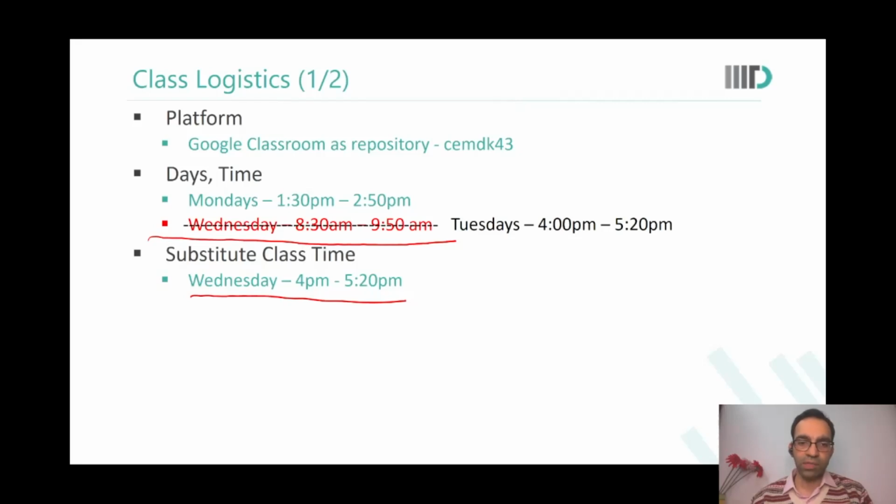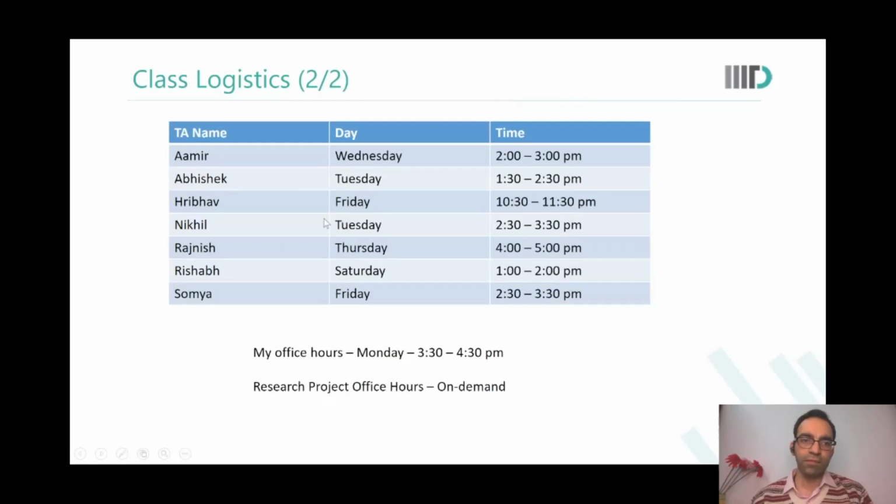Then we also came up with a kind of a calendar for office hours. So we have 7 TAs in this course as of now, and this is how our office hours are distributed. My office hours will be on Monday 3:30 to 4:30 p.m. Do you want a set of office hours today? Let's have them. Okay, so we will have office hours today also, 3:30 to 4:30 p.m.